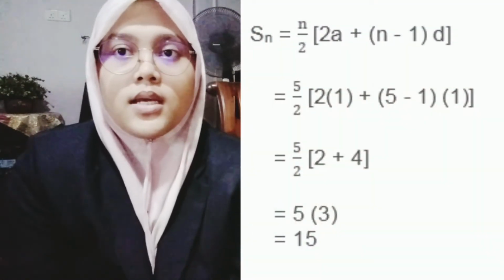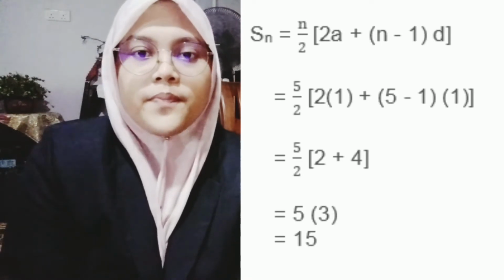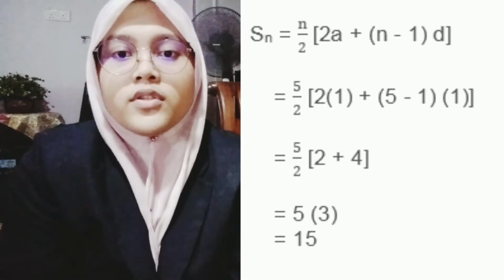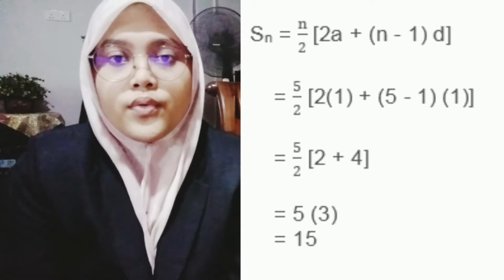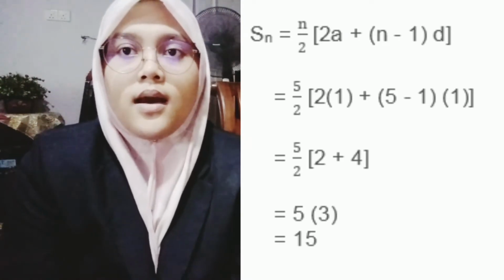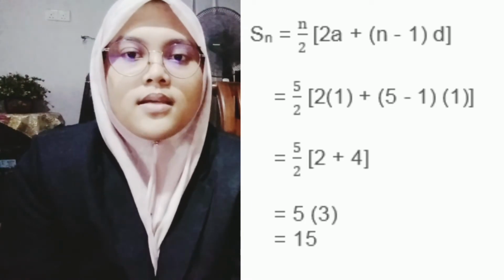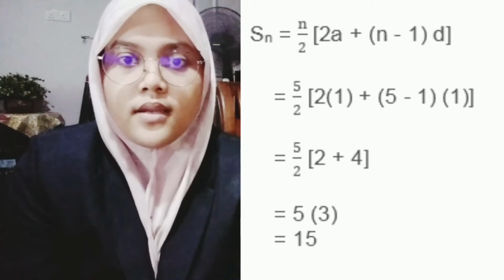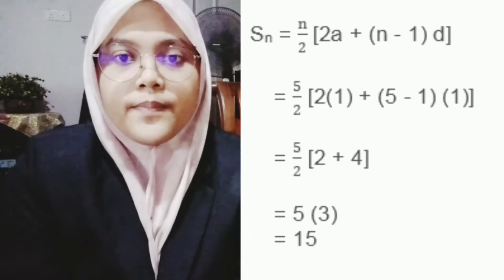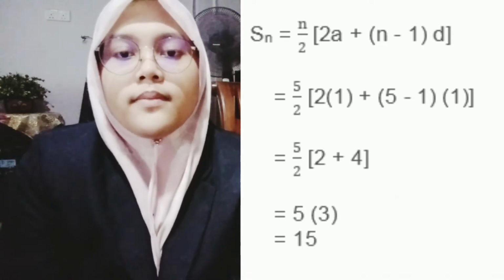We can see the example in this picture. We use the sum formula, for example 5 over 2 multiplied by 2a, a is 1, plus n minus 1, 5 minus 1, multiplied by d. d is 1, which gives 5 over 2 multiplied by 2 plus 4, and the answer is 5 multiplied by 3, which is 15. The last answer is 15.